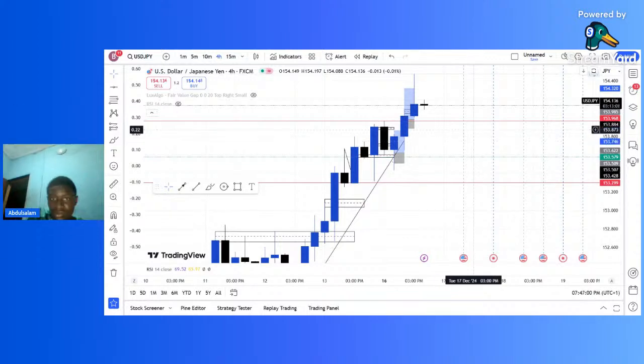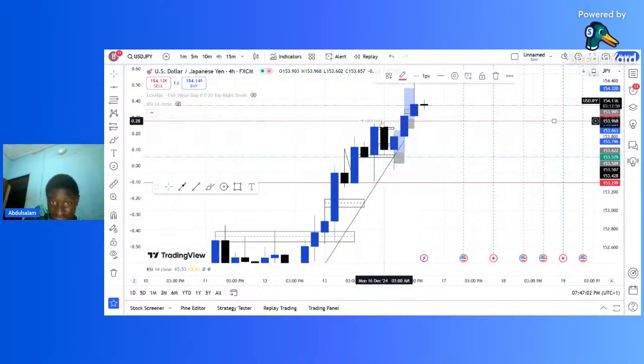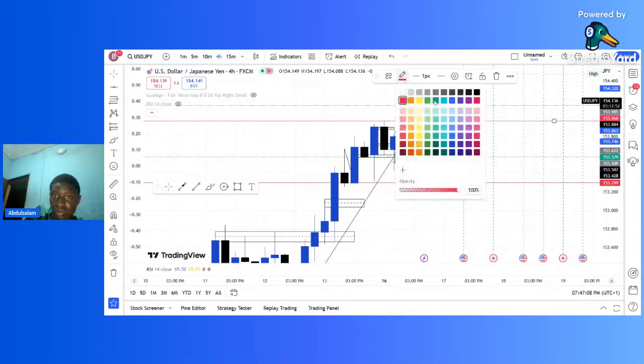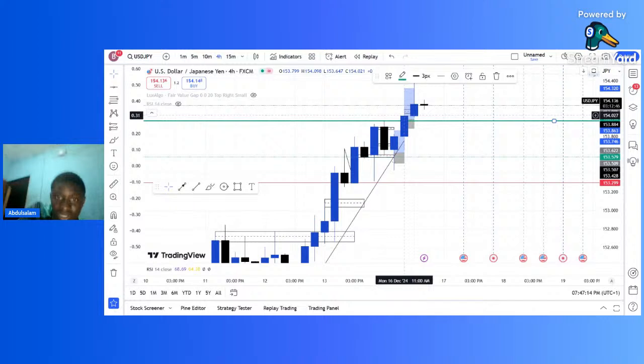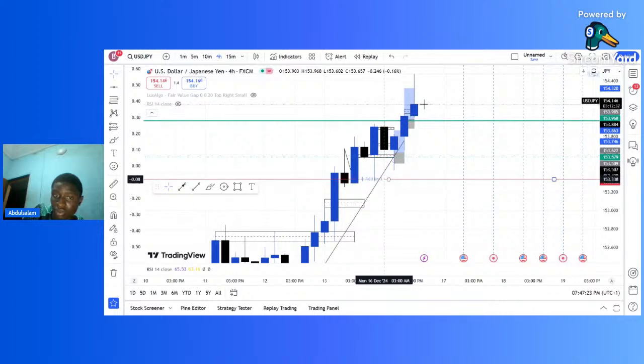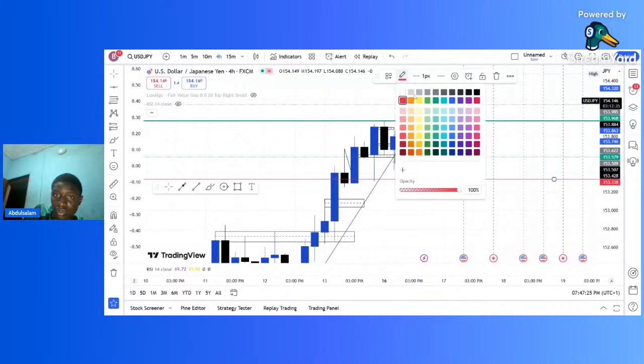So this is the highest point price reached. Let me color it green. This was the highest point price reached in this 8 hour period. And this was the lowest price reached during this 8 hour period. Let me color it yellow.